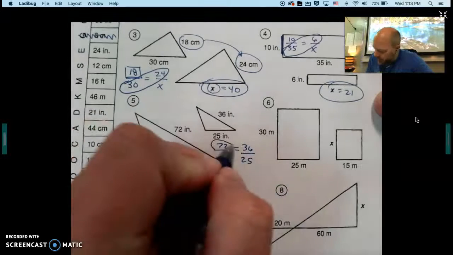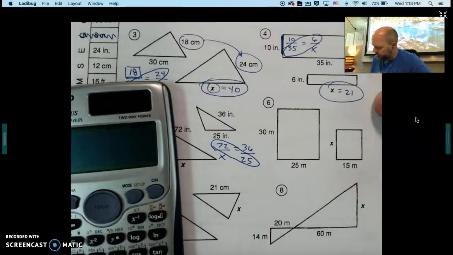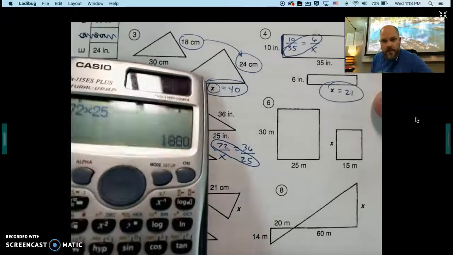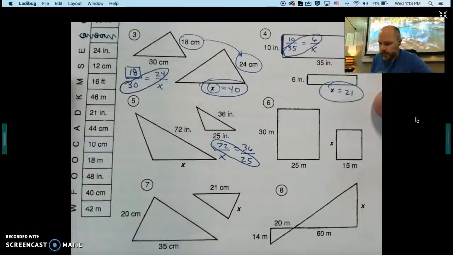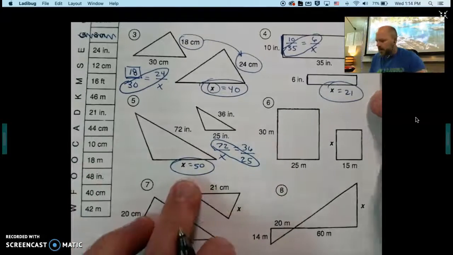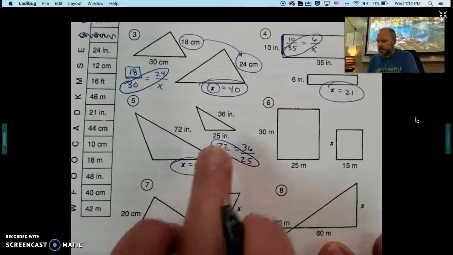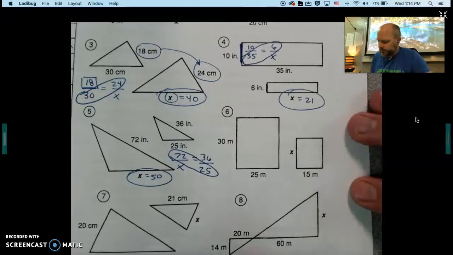I'm going to multiply the numbers that are diagonal. 72 times 25 is 1,800, and I'm going to divide that by the 36, and I got 50. So x equals 50. That makes sense because this side needs to be bigger than the smaller side, and it is. Okay? All right, number 6.